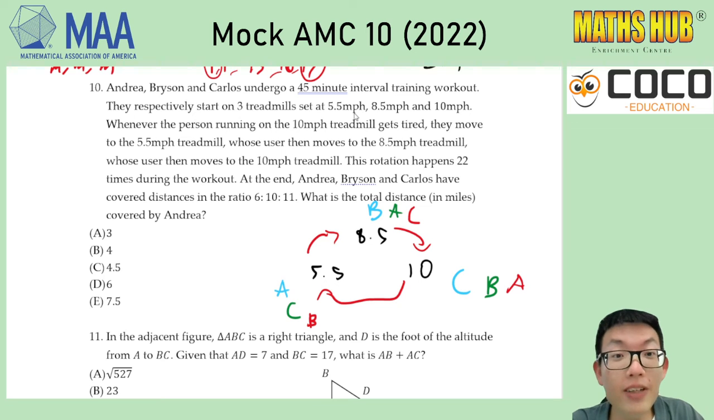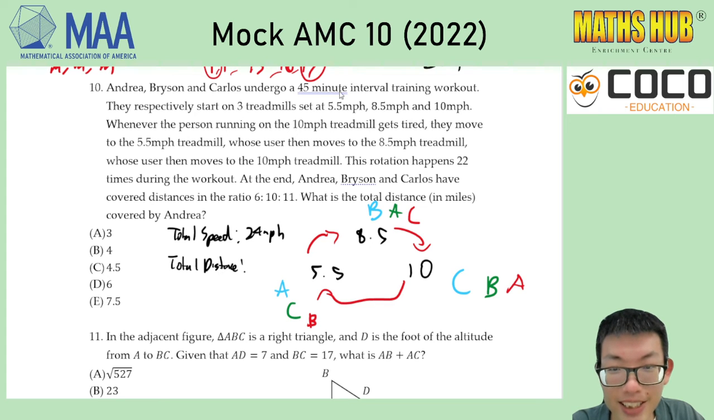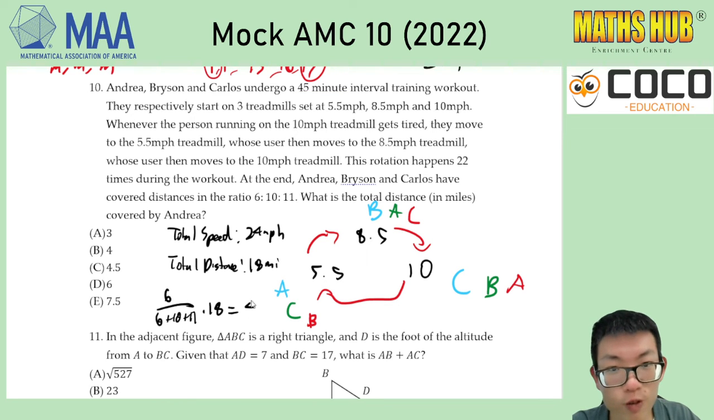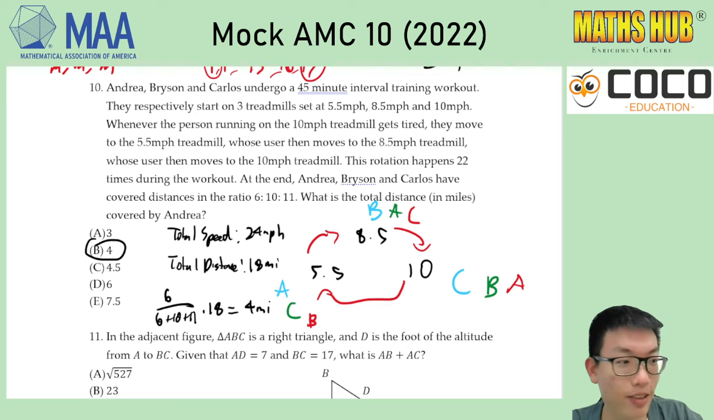Right? So if they're always running throughout, the total speed of all 3 of them is just the sum, which is 24 miles per hour. And so that means that I can ignore all of this nonsense and say that the total distance for 45 minutes, 3/4 of an hour, would be 18 miles. And so if the total distance is 18 miles, then Andrea's share is just 6 out of 27 times 18, which is 4 miles. And that's it.